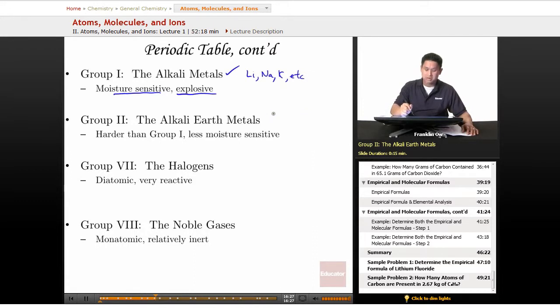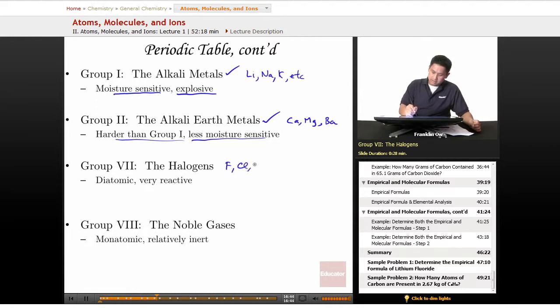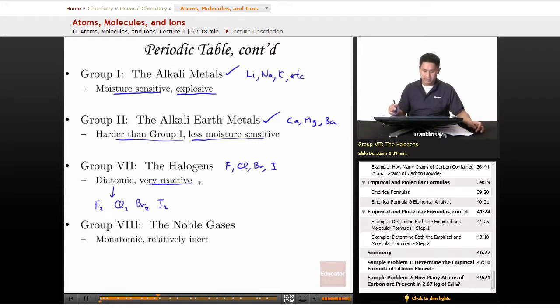Group 2 are what we call the alkaline earth metals, such as calcium and magnesium and barium, and these are harder than group 1 and less moisture sensitive. Okay, group 7 are the halogens, which are fluorine, chlorine, bromine, and iodine, and all of these occur naturally in nature diatomically, which means they occur in pairs. So when someone says fluorine, it's really F2, and Cl2, Br2, and I2, and the halogens are incredibly reactive.